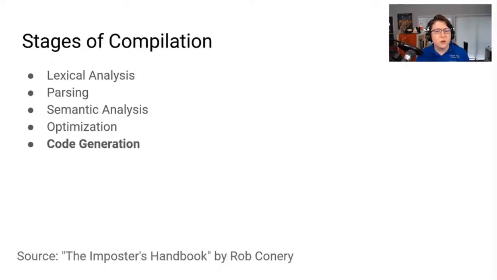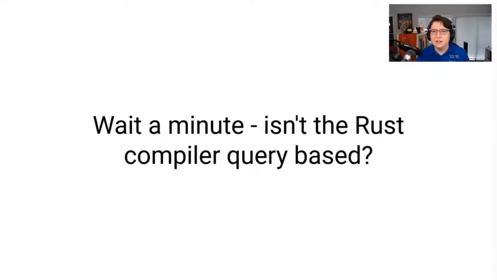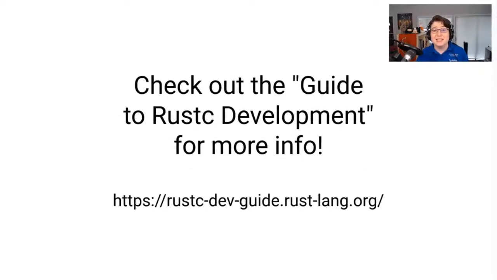However, if you've delved at all into the Rust compiler internals, you might be thinking, wait a minute, isn't the Rust compiler at least partially query-based rather than linear-based? And the answer to this question is yes, but that is out of the scope of this particular talk. For the sake of clarity, I'll speak to the internals of the compiler as if they were functioning linearly. However, if you want to delve more into how the Rust compiler is query-based and what that means, check out the guide to rustc development for more information. This guide has been a big help to me as I've learned how to hack on the Rust compiler.